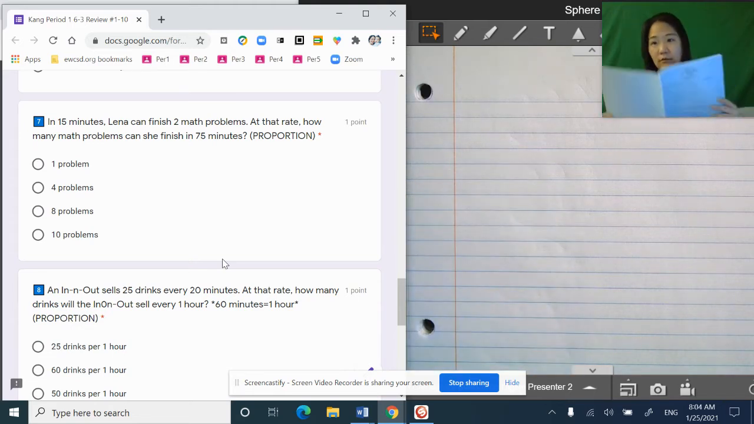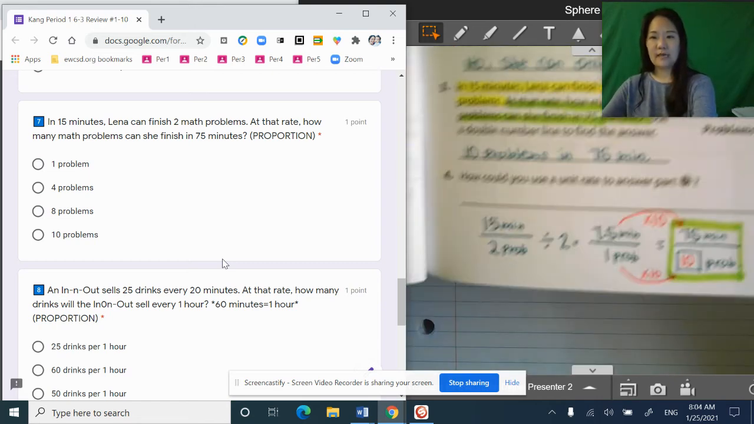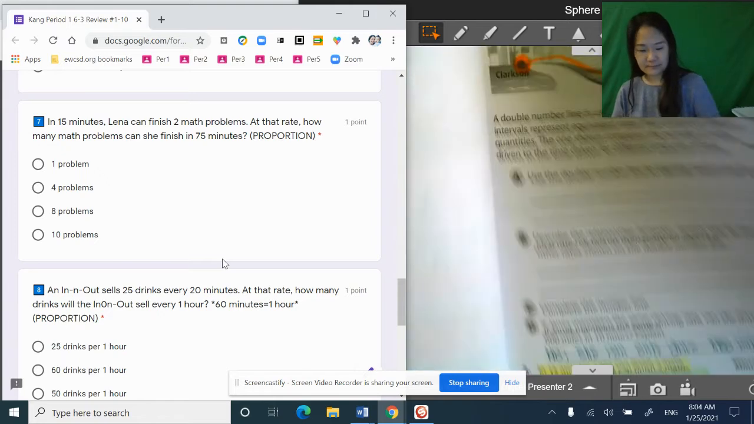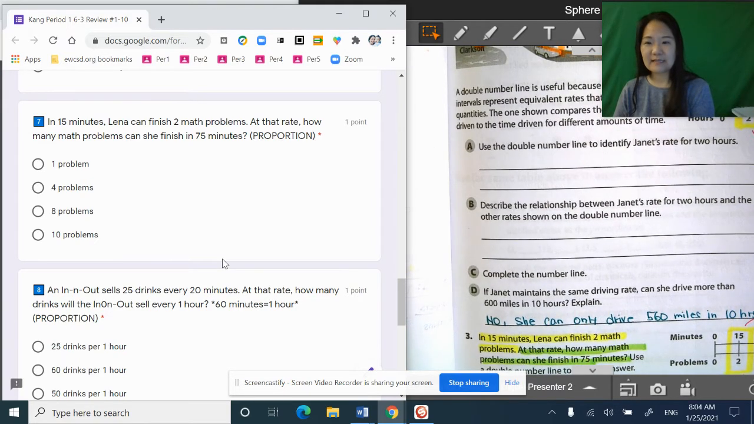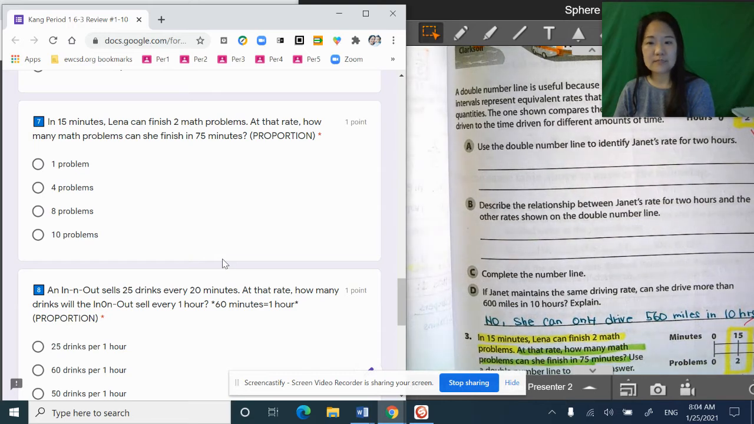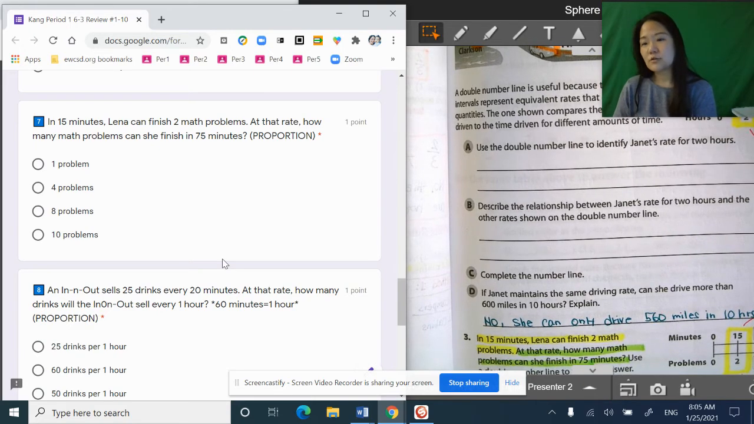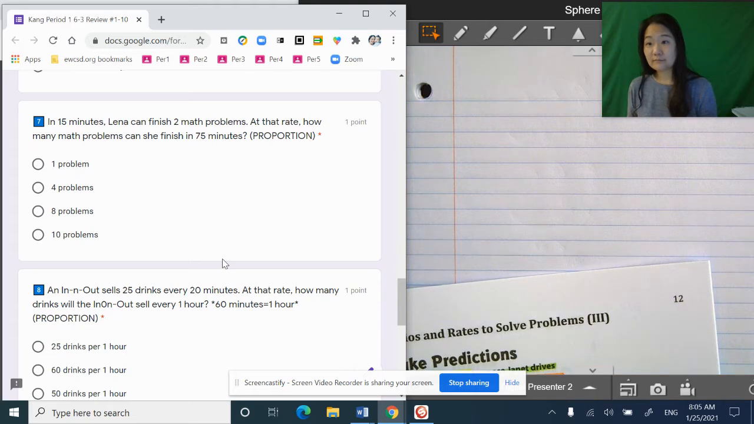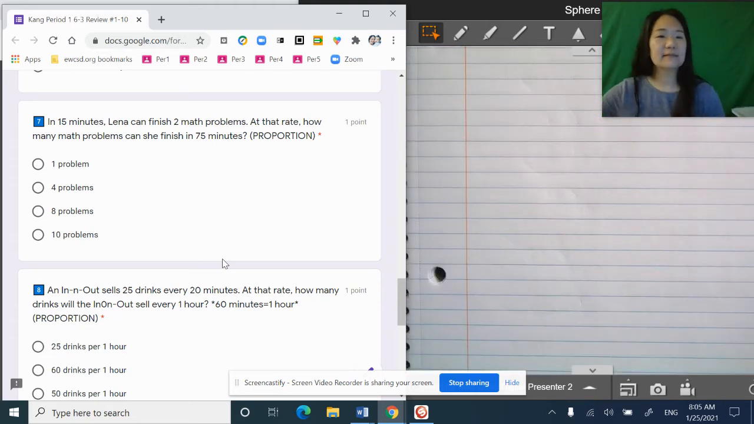So if you look at your math notebook, page 12, okay, it's that one. So if you take a look, it says, in 15 minutes, Lena can finish 2 math problems. At that rate, how many math problems can she finish in 75 minutes? Exactly the same problem. So if you need help, refer to page 12. Okay? Okay, next one.